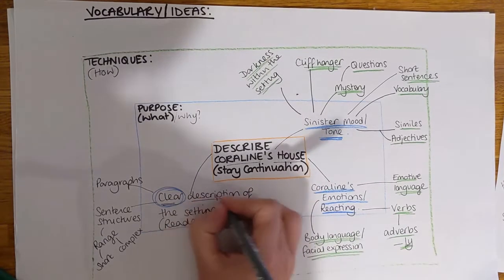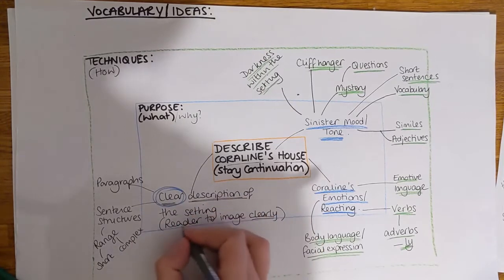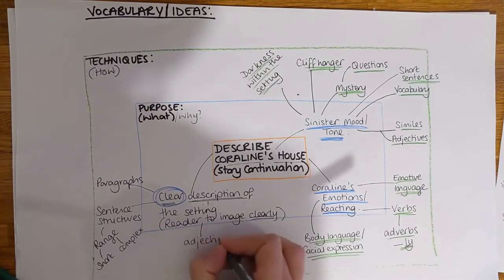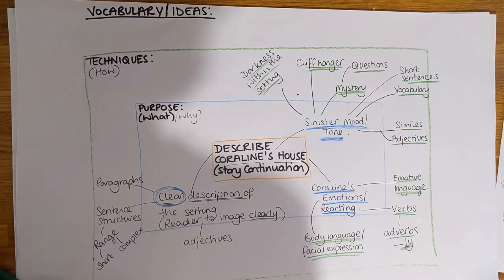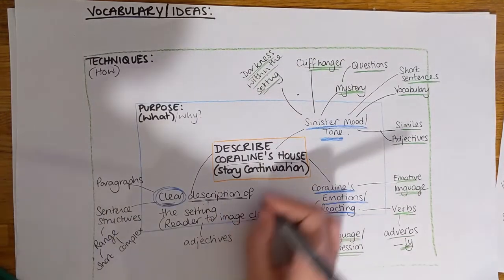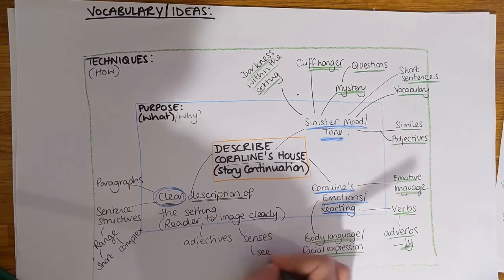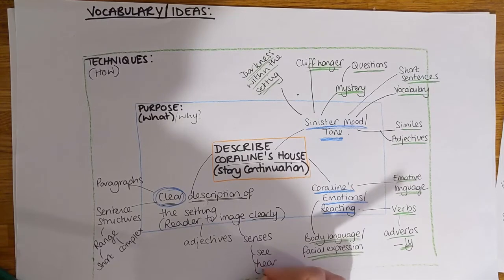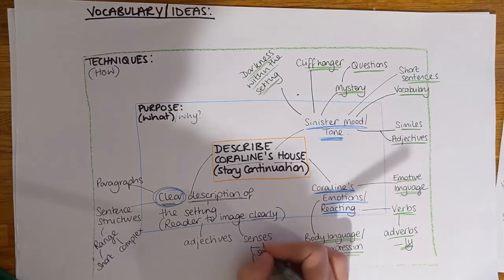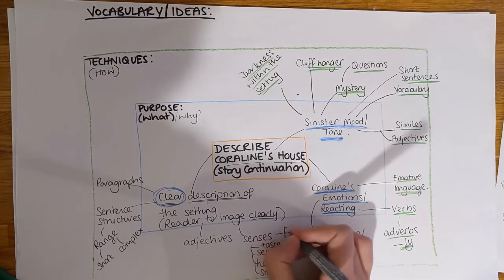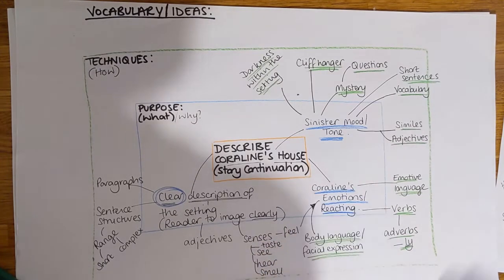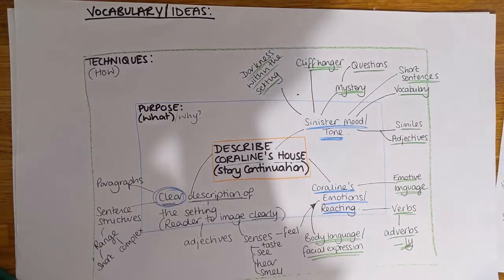Again, description. You need to make sure that you're using adjectives, don't you? Adjectives are very important. You also need to think about not just what you see, but to give a whole perspective, you need to think about use of senses, don't you? Yeah, so see, hear, maybe smell, taste and feel, and that links to Coraline anyway, doesn't it? Okay, so we're getting kind of an overview here of lots of different things.